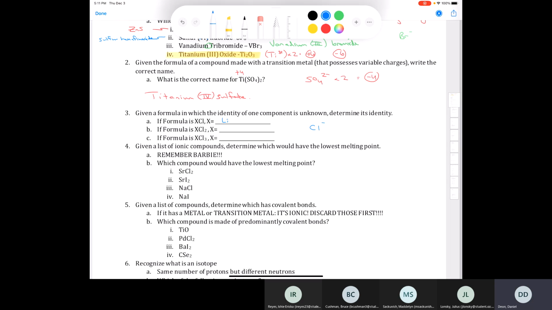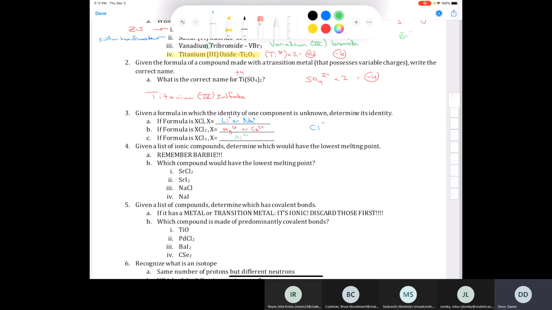We could put here lithium or sodium, right? And I should put in my charges here. Anyhow, again, it could be potassium or rubidium or cesium. The next one, XCl2, would have to come from group 2. So it could be, for example, magnesium with a 2+ or calcium with a 2+ charge, right? And the next one, if it's XCl3, that's got to have a +3 charge, so it's going to come from group 3. It could be aluminum 3+. It could be boron trichloride, whatever.